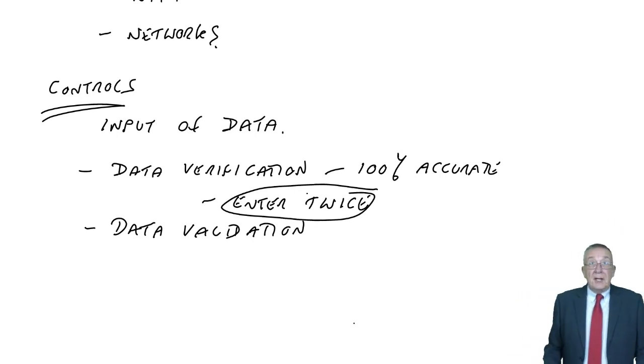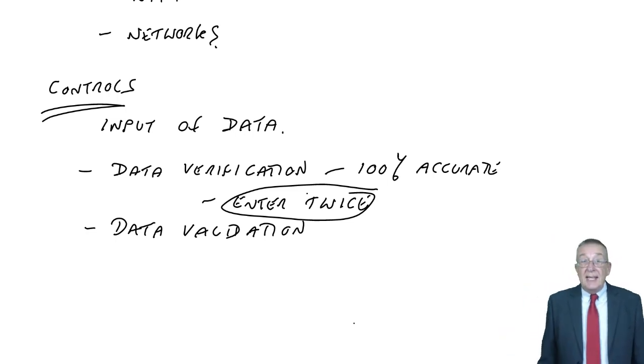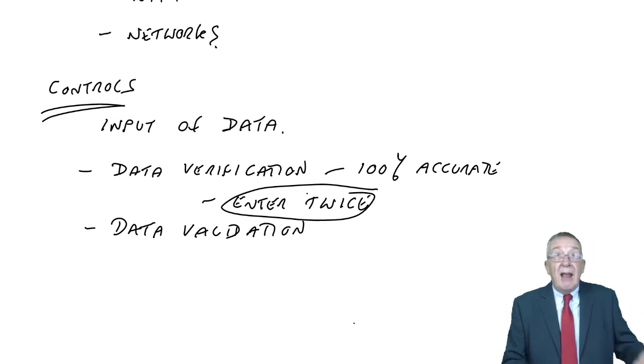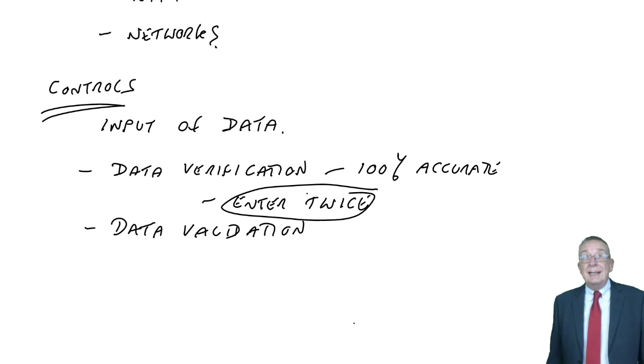Again, I hope that was clear, but I enter the data. I think I've done it right. But then somebody else enters the same data. We've got a pile of invoices, we're entering the amounts on them. Somebody else enters the same data. And as I said, the computer checks that the two sets of entries are the same.